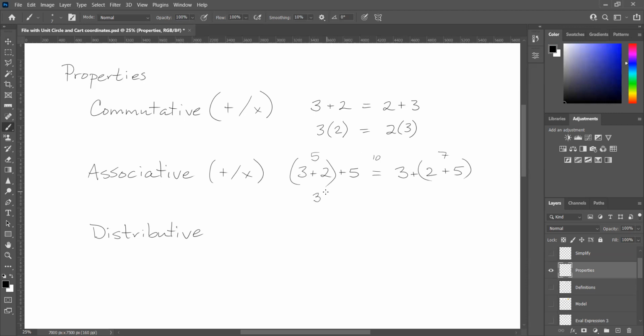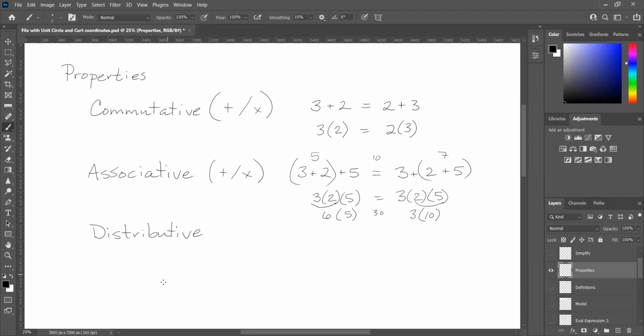Same thing if we're multiplying. 3 times 2 times 5 is the same thing as 3 times 2 times 5. But let's say we do the 3 times 2 first, which is 6, times 5. Well, that's 30. What if we do the 2 times 5 first? Now we have 3 times 10, which is 30. So you can see it doesn't matter what order we do those. All we had was multiplication, and so you could do them pretty much in any order.